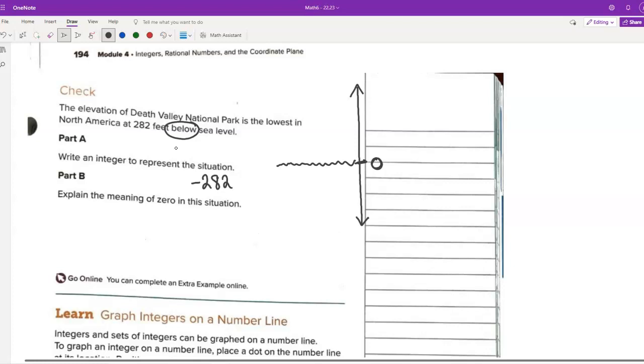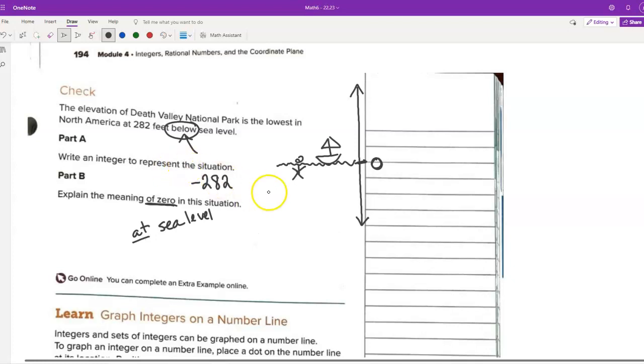So we don't have to write negative 282 below sea level, because that's what the negative sign represents. This is just a numerical way to say that it's below sea level. Now here, the meaning of the 0 in this case is right here, at sea level. So this would be at... maybe we're swimming. Here we are. Okay, that looks like you're drowning, but you get the idea.